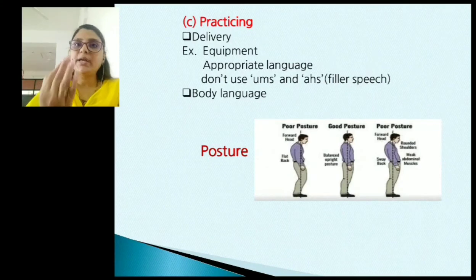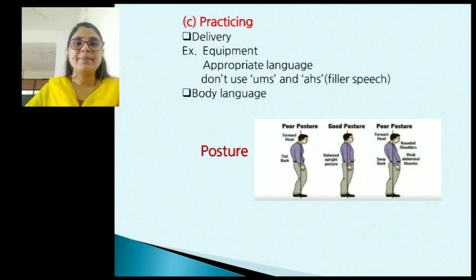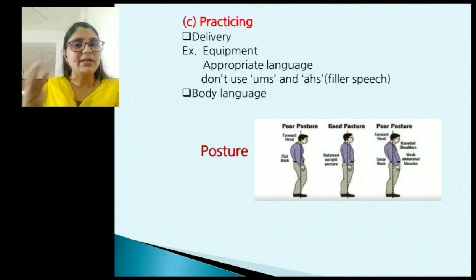Posture, gesture, and third is eye contact. These three things are very important in body language. Besides these three, there is also how you dress up, your hairstyle, and how you present yourself in front of your audience. There are a lot of things, language is there, all these things come under this. So in body language, we are mainly going to discuss these three points.